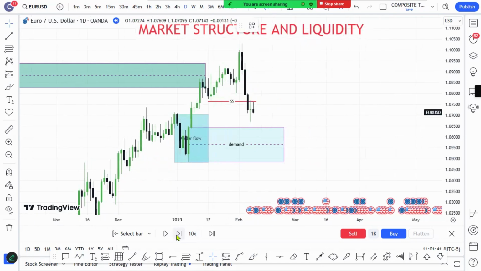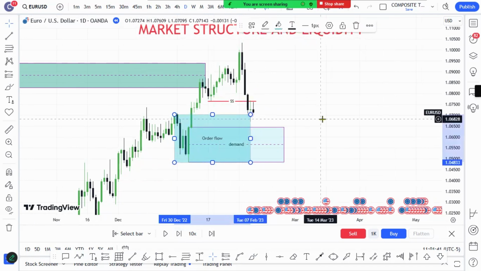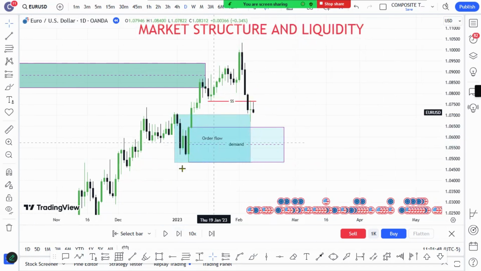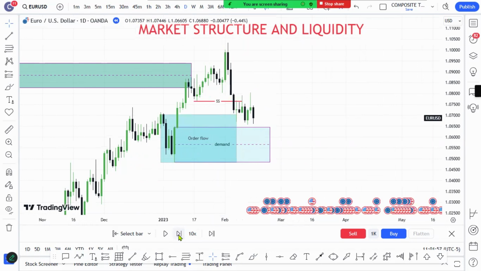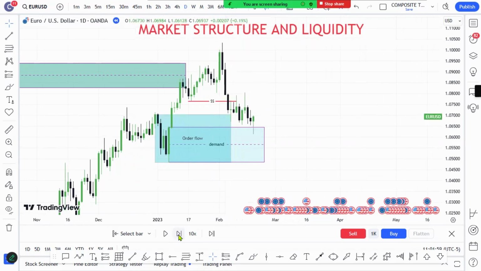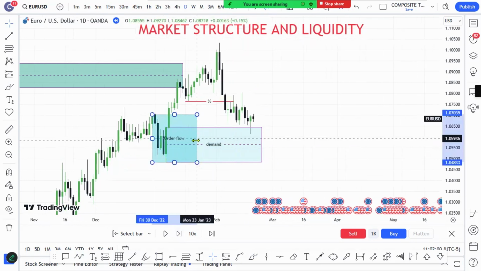Okay, price tested out that liquidity. Can you see the order flow? Price reacted to the order flow. And if you go to your low time frame and you don't see the confirmation, wait for the market to go and hit your high time frame demand zone. So look at that. Price plays around and boom, hits my demand, and the order flow is still there.